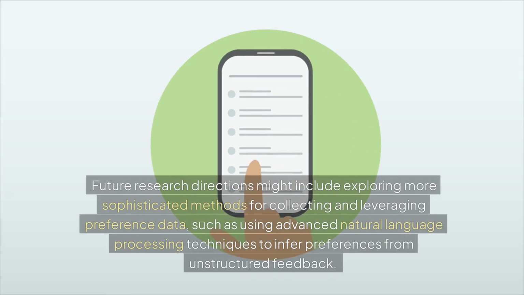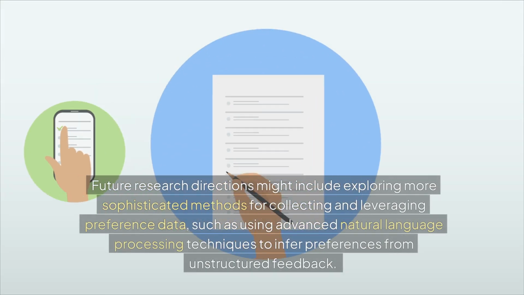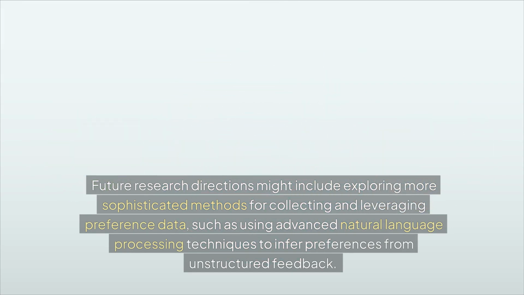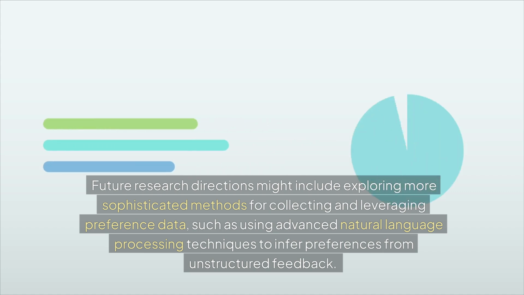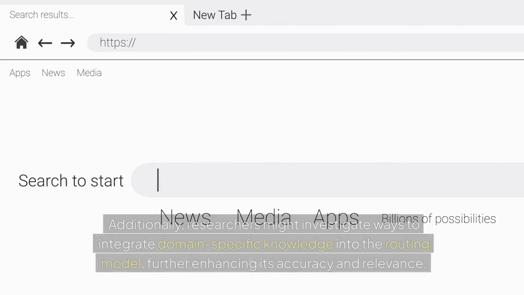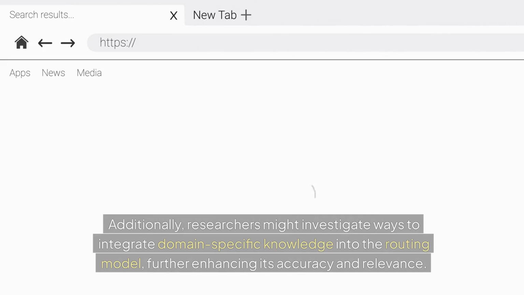Future research directions might include exploring more sophisticated methods for collecting and leveraging preference data, such as using advanced natural language processing techniques to infer preferences from unstructured feedback. Additionally, researchers might investigate ways to integrate domain-specific knowledge into the routing model, further enhancing its accuracy and relevance.